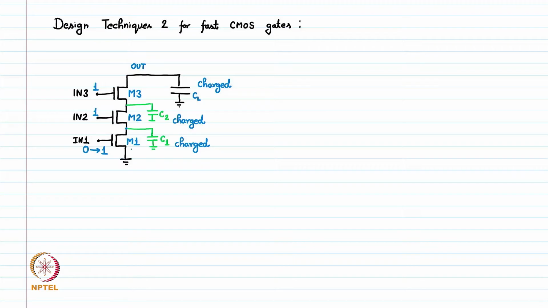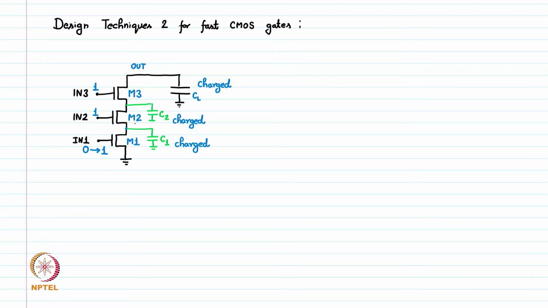To do this, this M1 transistor has to discharge 3 capacitors because CL is already charged and C2 is also charged initially and C1 is also charged. So all these three capacitors are already charged to a high voltage, and M1 now has to discharge all of these capacitances, which is going to take time because M1 has its own limited current. So based on that current only, it can discharge all these capacitors, so it's going to take time.